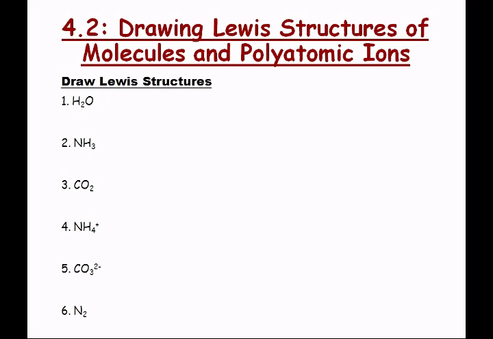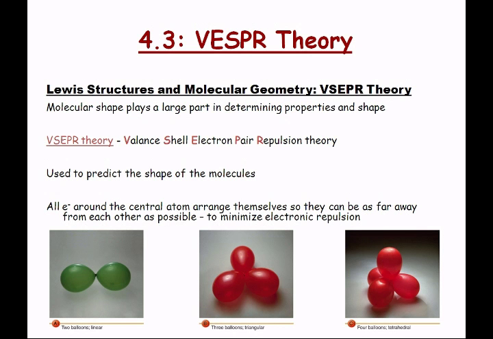I'd like you to try to draw the Lewis structures of these compounds, 1, 2, 3, and 6. 4 and 5 we're going to wait for next time. We're going to talk about drawing Lewis structures of polyatomic ions next time, and then we'll hit VSEPR theory next time.